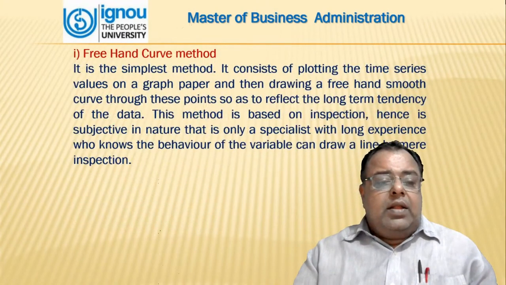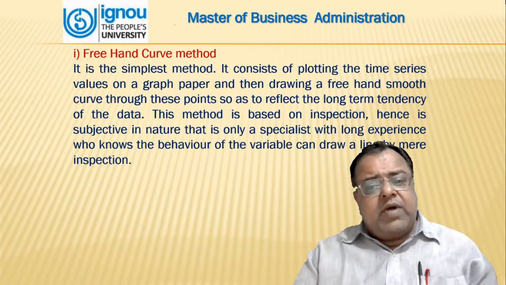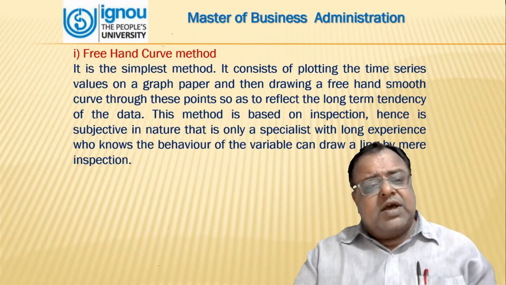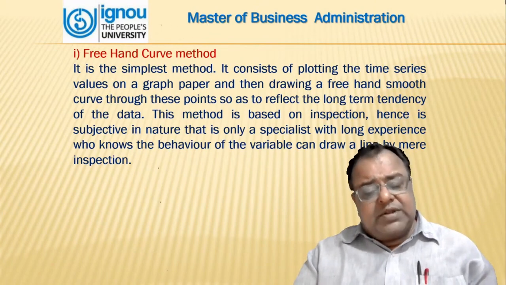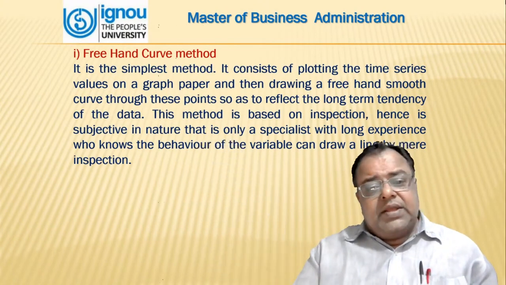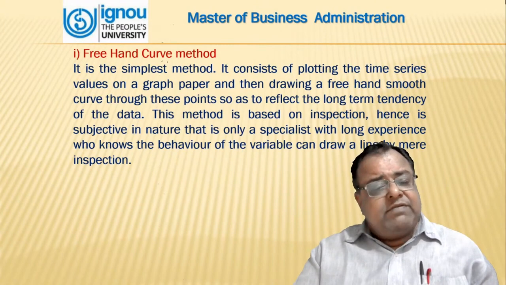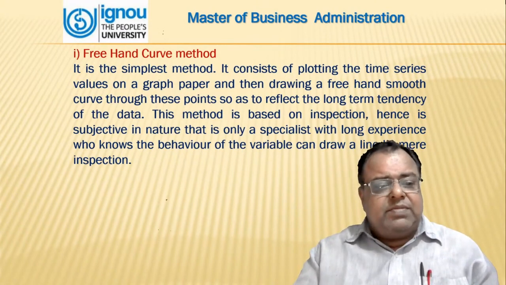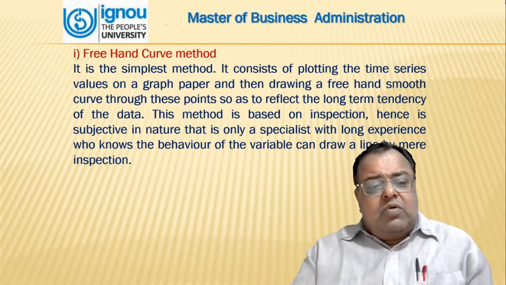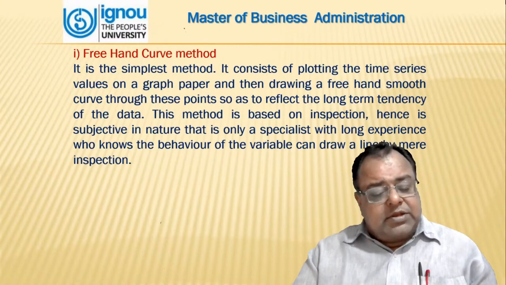Freehand curve method is the simplest method. It consists of plotting the time series values on a graph paper and then drawing a freehand smooth curve through these points so as to reflect the long-term tendency of the data. This method is based on inspection, hence is subjective in nature. That is, only a specialist with long experience who knows the behavior of the variables can draw a line by mere inspection.